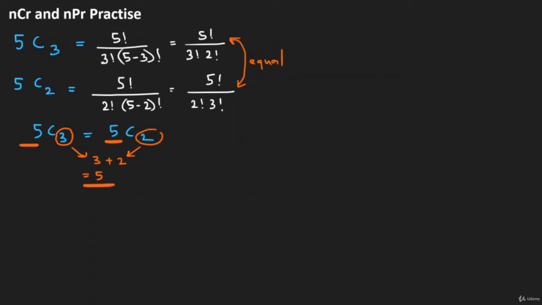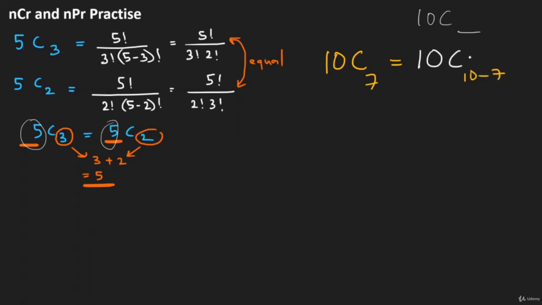So, can you say that 10C7 will be equal to what? Over here, it's 5 and over here also it's 5, right? So, I should have 10C something is equal to 10C7. And over here you can see that 3 plus 2 is equal to 5. So whatever you have over here plus 7 should give you 10. So we know that 7 plus 3 is equal to 10. Therefore 10C7 is equal to 10 minus 7, right? Which is equal to 10C3. So 10C7 and 10C3 will give you the same answer.